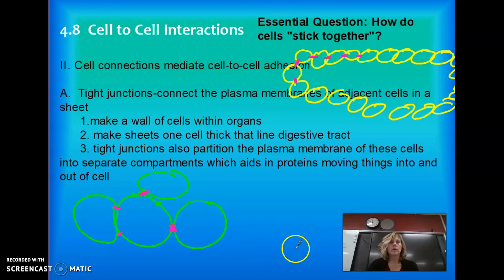So we find those tight junctions also on those types of cells. And then also partitioning the plasma membrane of those cells into separate compartments, which aids in moving proteins into and out of the cells. So again, because they are right on that cell membrane, they have an important function for just kind of moving proteins into and out of the cell as well.